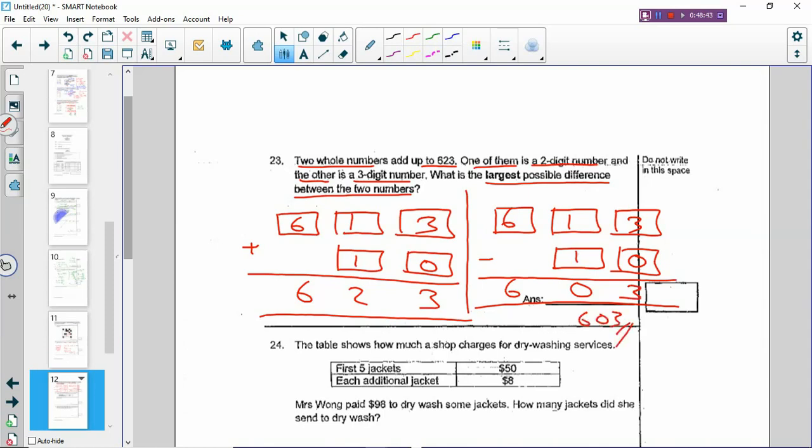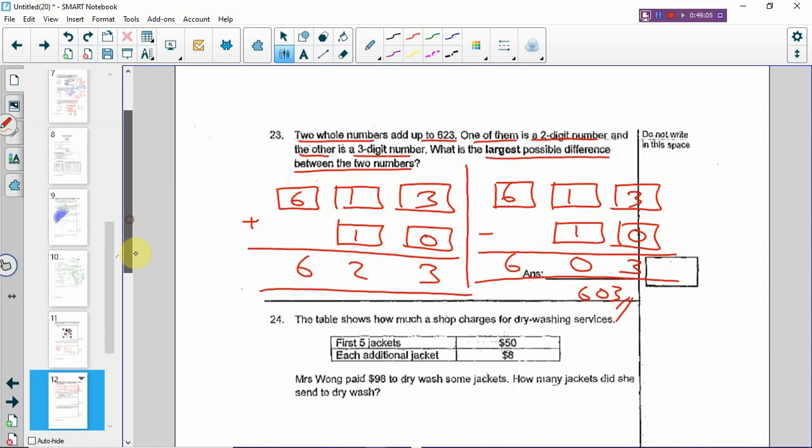Okay? So to get the largest possible difference, you need to make the biggest number, which is your 3-digit biggest number, and your smallest number, which is your 2-digit smallest number. So what is your 2-digit smallest number? 10, right? And then using the 10, you can find the 3-digit number already.